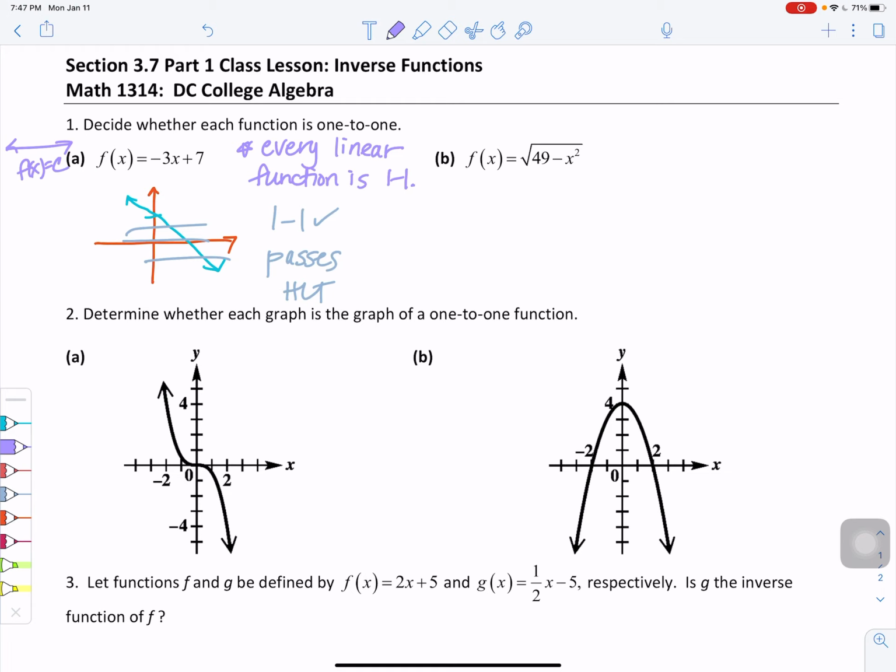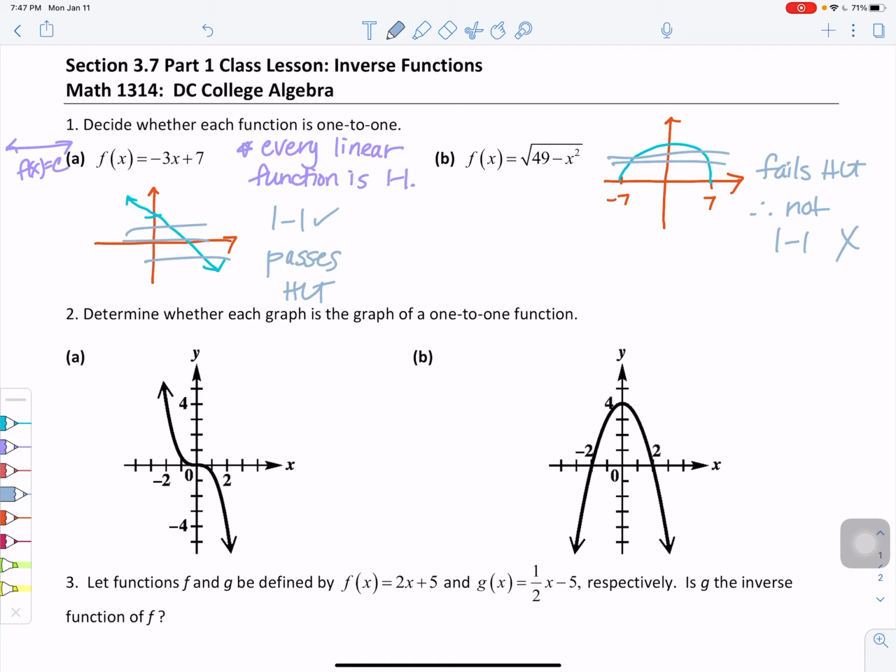Let's take a look at b. Graphically, if you take a look at this, there's -7, there's +7. This graph is actually the upper half of a circle. You can put it in your calculator and check it out. And this fails the horizontal line test. Therefore, it's not one-to-one.